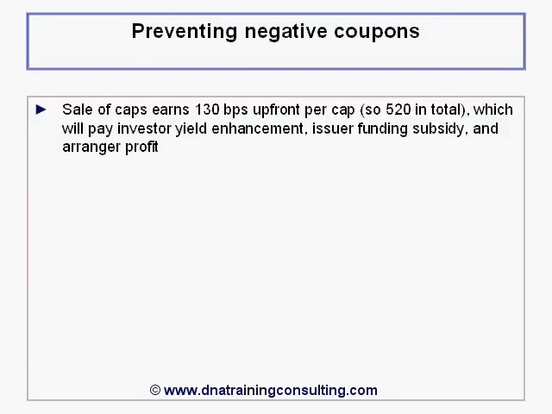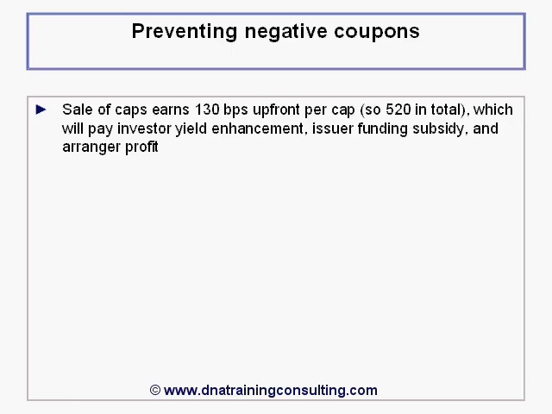Sale of these caps earns the investor 130 basis points upfront per cap, or in aggregate 520 basis points. Which is where the meat, as it were, comes from that will feed the arranger, generate the investor subsidy for years 2 and 3, and allow even the 10 basis point subsidy for the issuer versus his normal funding cost. But before we distribute the goodies, we need to address a small problem here.